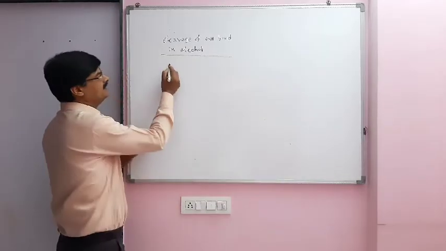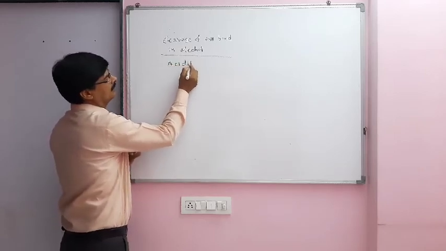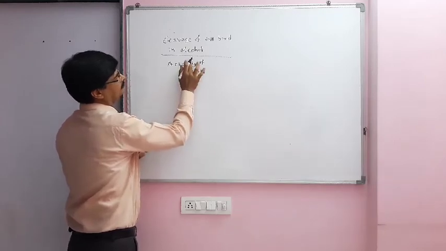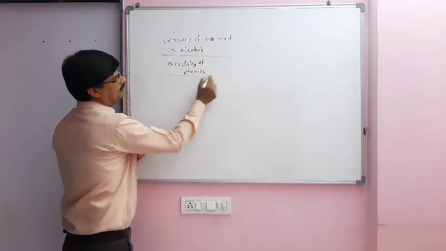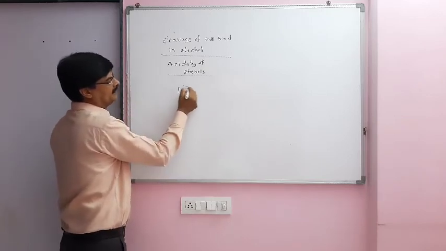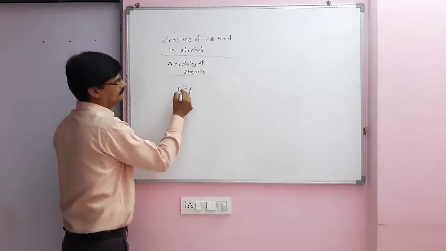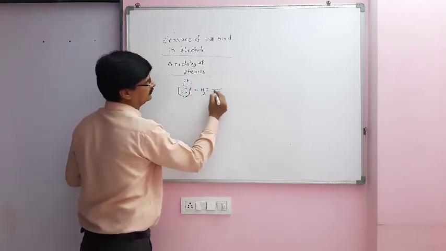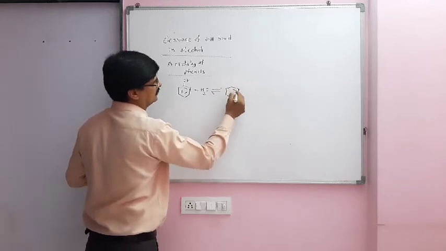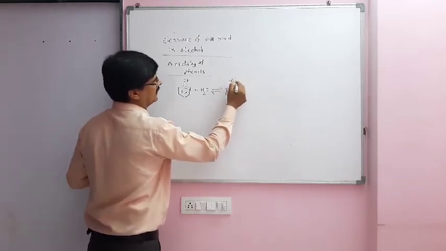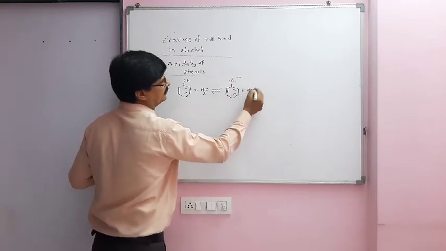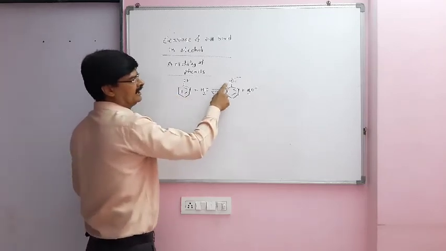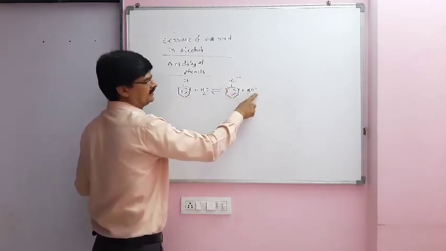That is the acidity of alcohols. Now, acidity of phenols. First of all, we will study that phenol plus H2O will give phenoxide ion, and H3O plus is liberated. Phenol plus water will give phenoxide ion plus H3O plus.